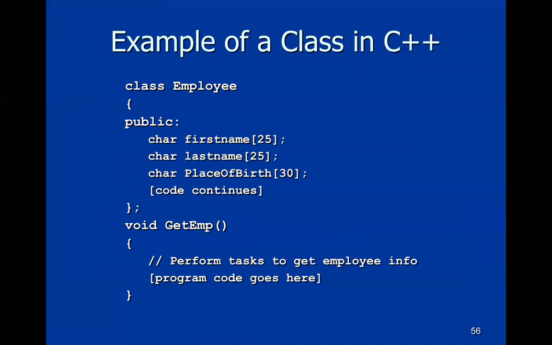So here's the employee class in C++. It contains a first name attribute and a last name, place of birth, and so on. And then it has a thing called getEmp, which gets the information about this employee from someplace, like maybe a database or maybe somebody typing in at the terminal, and it has other methods like hire, promote, fire, put on leave. Various things you might do with an employee are all methods of the employee object.